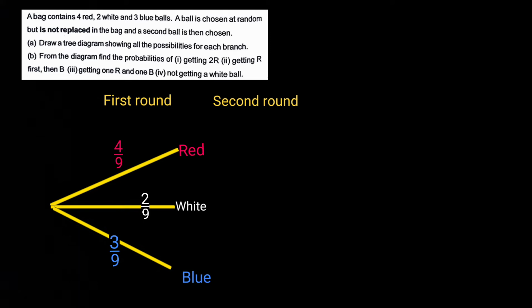Let's start off with the branch where a red ball was chosen in the first round. Since a red ball was removed, there will now only be 3 red balls left, with a total of 8 balls. Therefore, the chances of getting a red ball in the second round is 3 in 8. Since no white or blue ball was chosen, their numbers will remain the same and will receive the same numerator as in the first round, with the only difference being that there are only 8 balls left.